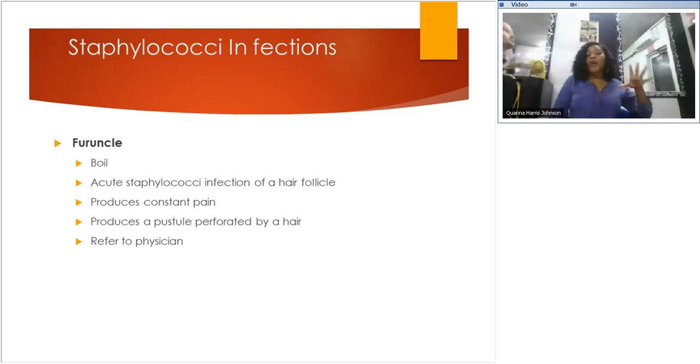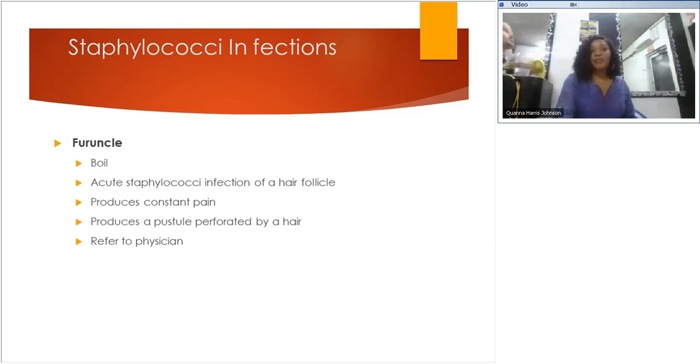Among the streptococci infections, we have furuncle. Furuncle is another name for boils. It's an acute streptococci infection at the hair follicles. It causes pain, it produces pustules, and it causes the hair to fall out. You should refer the client to a physician. Maybe you have experienced a boil in your day or two.